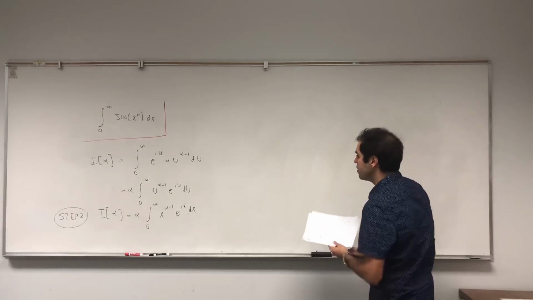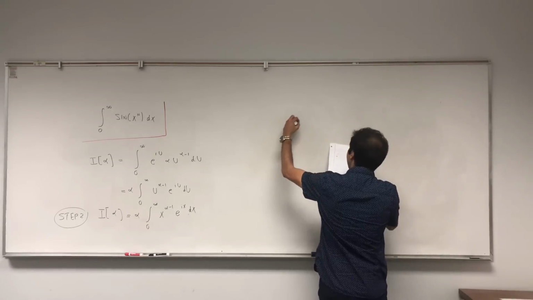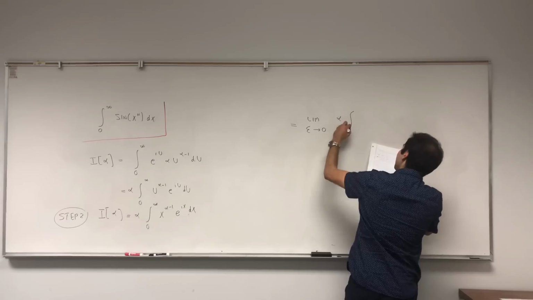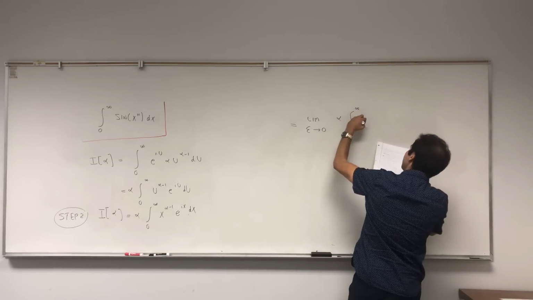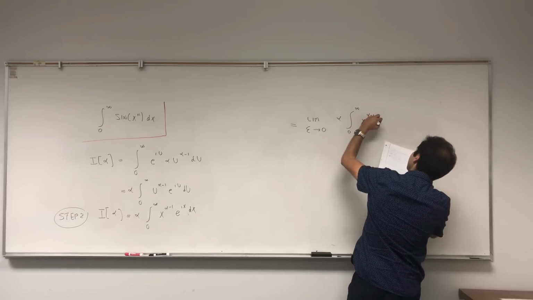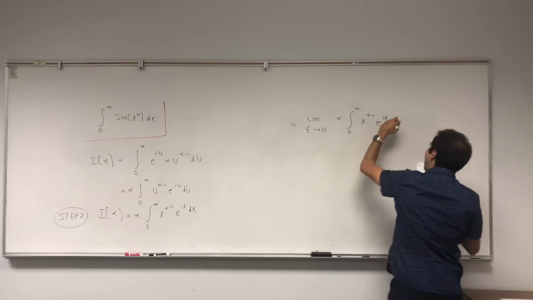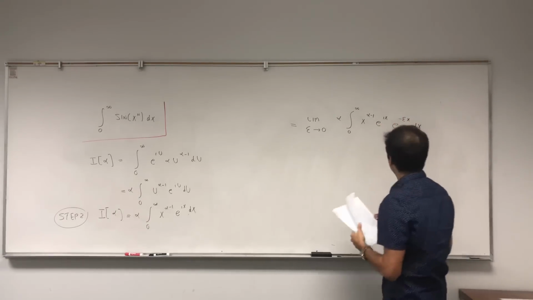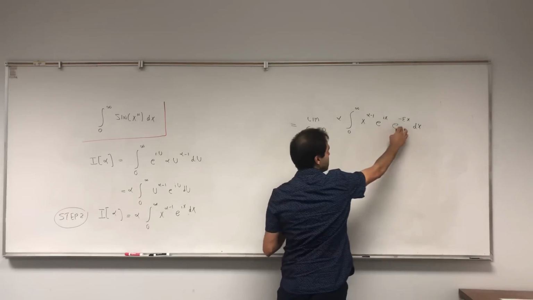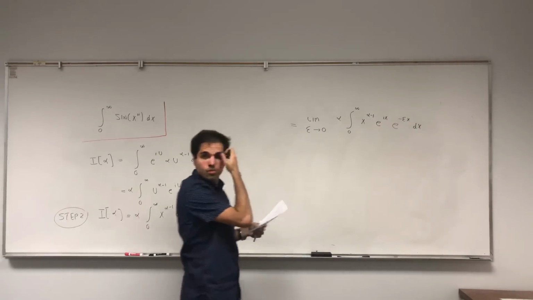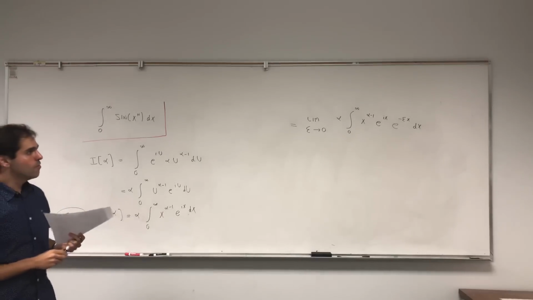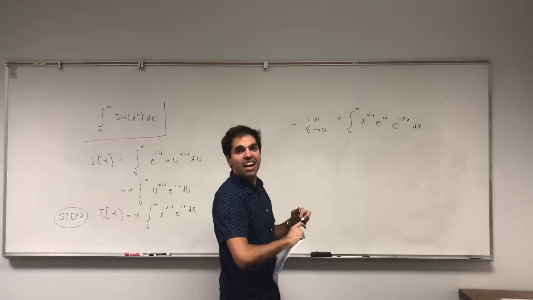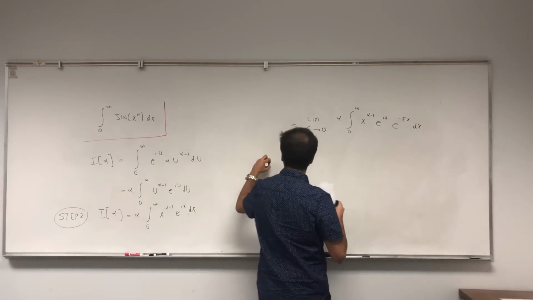So it turns out this is equal to the limit as epsilon goes to 0 of alpha times the integral from 0 to infinity of x to the alpha minus 1 e to the ix, and let's add an e to the minus epsilon x dx. Because for epsilon positive, this goes to 0, this makes it converge. And why can we do this? It actually relies on something called Abel's theorem.